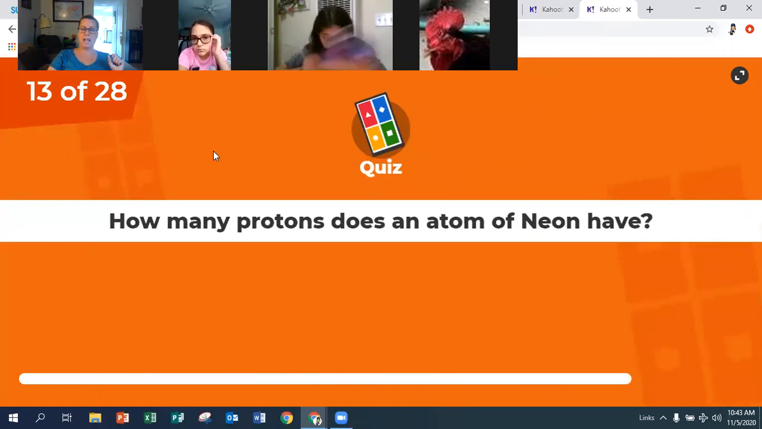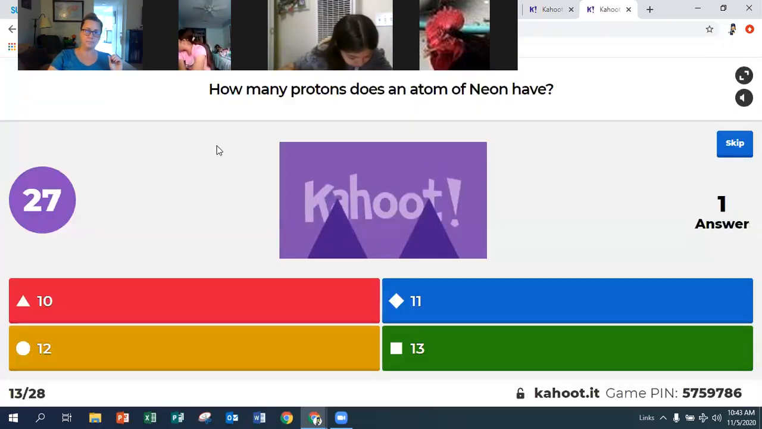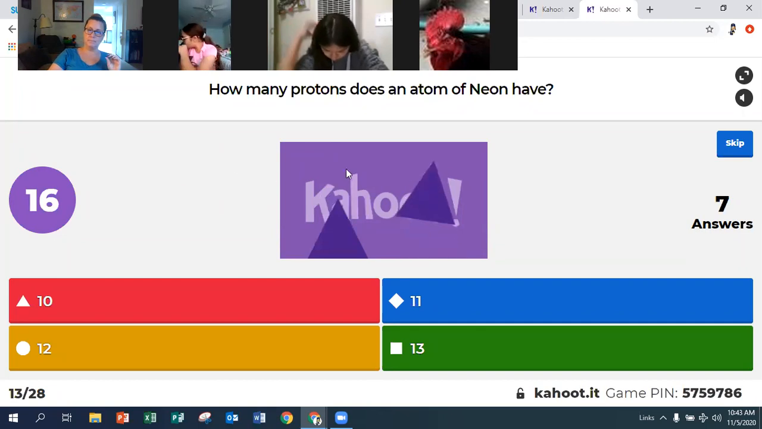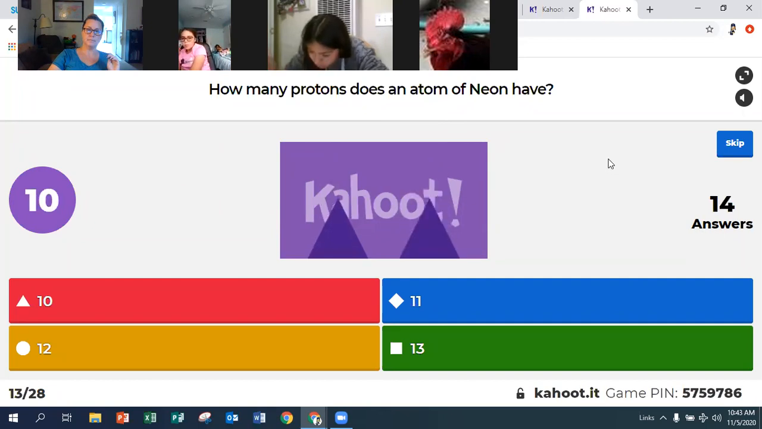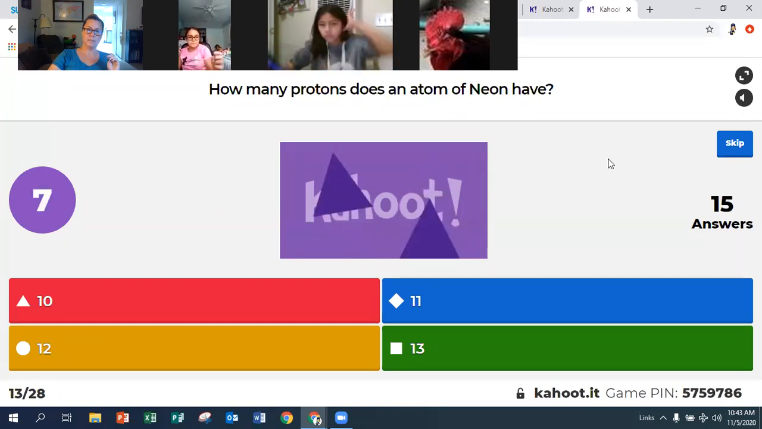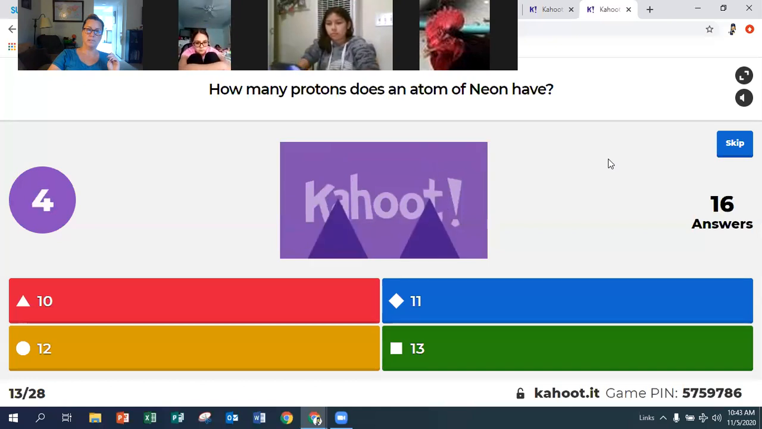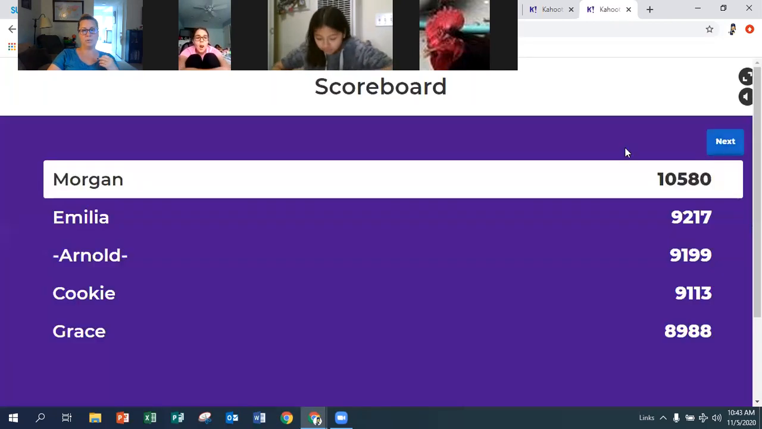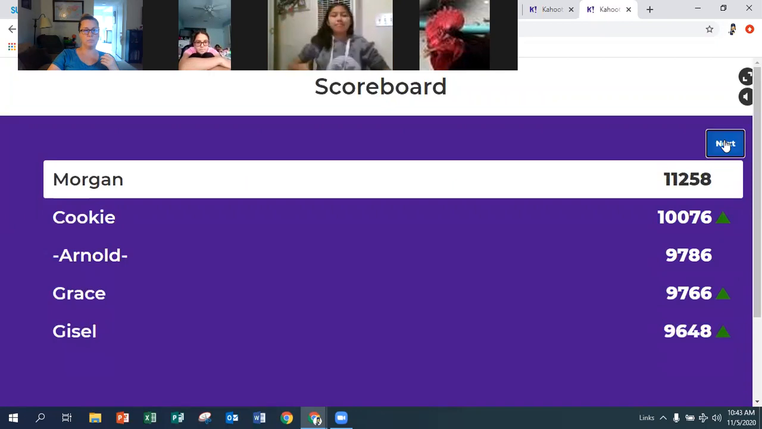Question 13. How many protons does an atom of neon have? Look over in your inert or noble gases and you will find neon. That would be in group 18. Neon has an atomic number of 10, so therefore it has 10 protons, 10 electrons. Wow, lots of movement there.